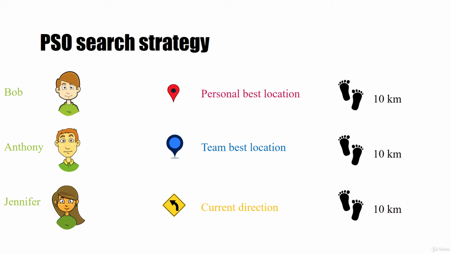And finally, in rule number 3, each team member knows his or her current travel direction. They have different directions, so they might start with a random direction or not, it depends. But they need to know their current direction because they're going to use it to find the next location. To move, every day each team member walks 10 kilometers towards the current movement direction, 10 kilometers towards the personal best location, and 10 kilometers towards the team's best location.